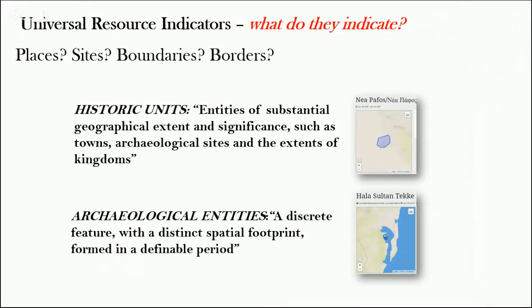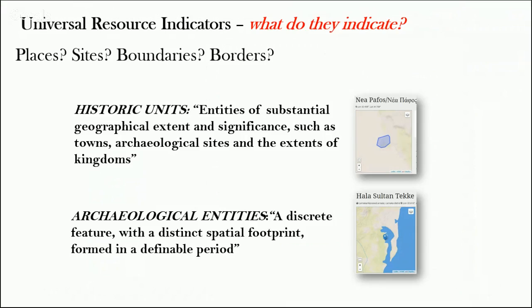So the very clunky classification we came up with was tripartite, not bipartite. So, three different layers of complexity that we have used. The first is what we call historical units. Every historic unit has a URI. A historic unit is an entity of substantial geographical extent, like a town or an archaeological site, or indeed a kingdom. Essentially, anything that does not have a spatial footprint of its own. Things that do have a spatial footprint of their own, like a building, we call an archaeological entity.